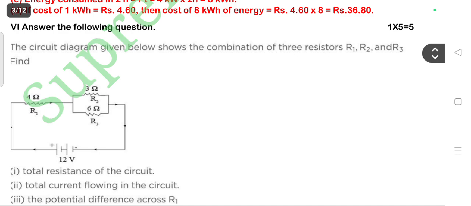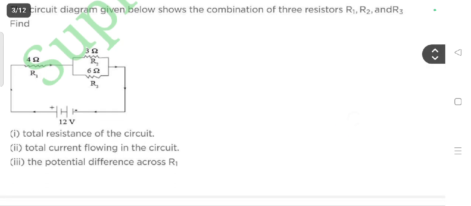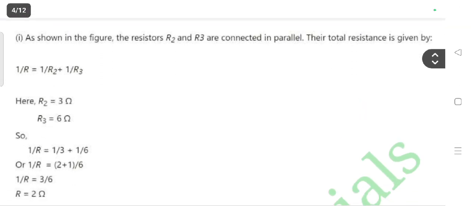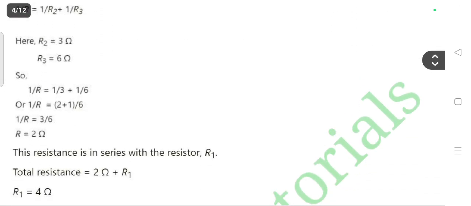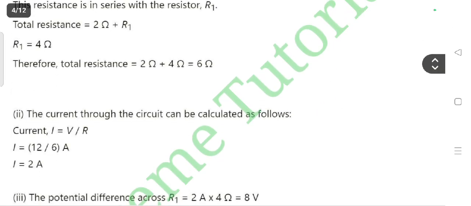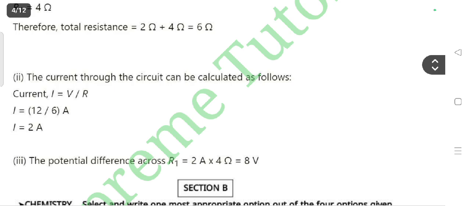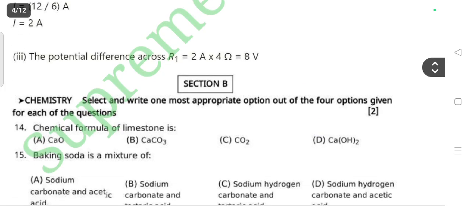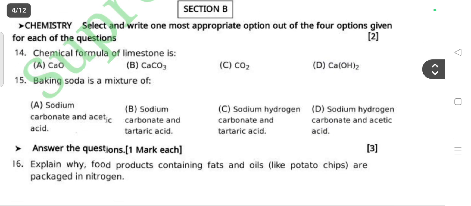The circuit diagram given below shows the combination of 3 resistors R1, R2 and R3. Find the total resistance of the circuit. So this is the formula to find the total resistance of the circuit. So that one is the first one. Second one, the current through the circuit can be calculated as V by R. So 12 by 6, which is equal to 2 ampere. The potential difference across R1 is equal to 2 into 4, which is equal to 8 volt. That is Section A, physics part.